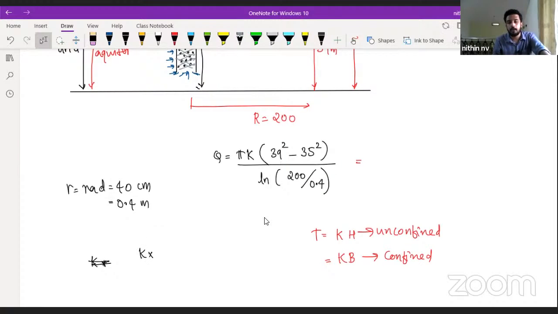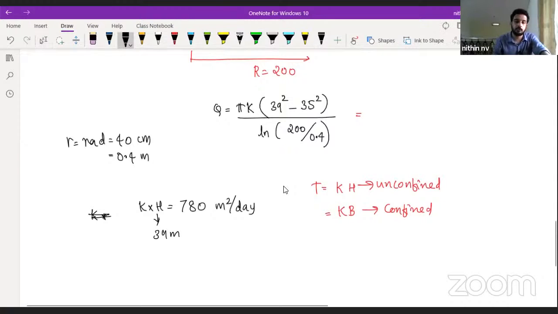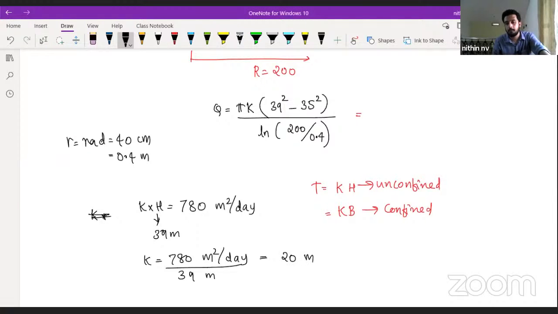So K into H is already given as 780 meters square per day. H we know is equal to 39 meter, the thickness of aquifer. If you take H as 45, then the entire solution is going to be wrong. So K value will be equal to 780 meters square per day divided by 39 meter. We'll get the K value in meters per day. How much is it? Very good. 20 meter per day.